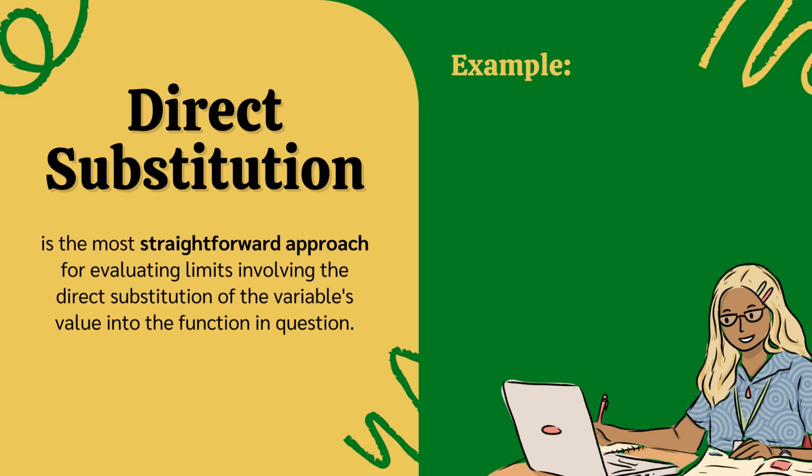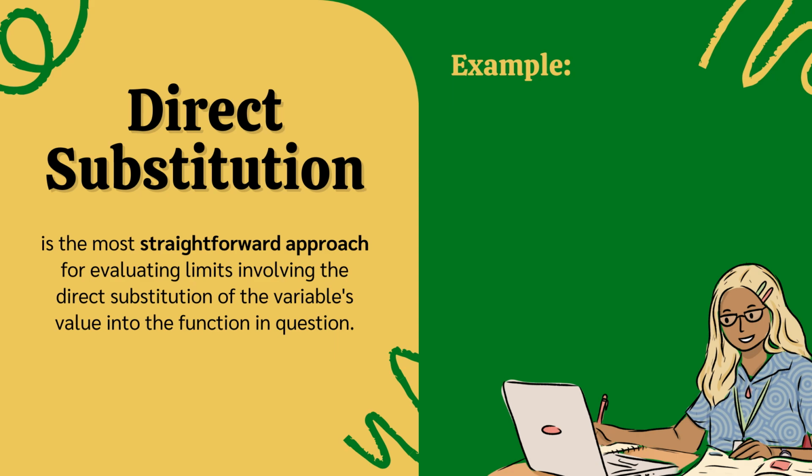What is direct substitution? Direct substitution is the most straightforward approach for evaluating limits, involving the direct substitution of the variable's value into the function in question. This method provides a clear and efficient means of determining the limit. Direct substitution works best for functions that are continuous at the point where you're finding the limit.